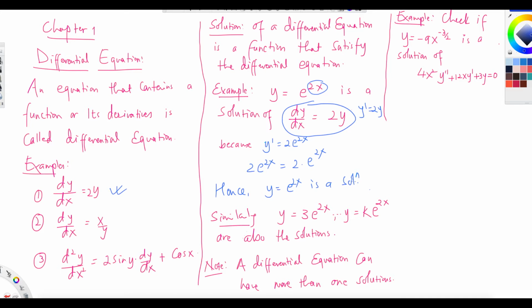Now, how about y equals 3e to the 2x? Do you think that is also a solution? Let us check. Suppose I want to check whether y equals 3e to the 2x is the solution or not. So how do I do that? Let's find the left side first, dy over dx, or let's find y prime. What is y prime for y equals 3e to the 2x?